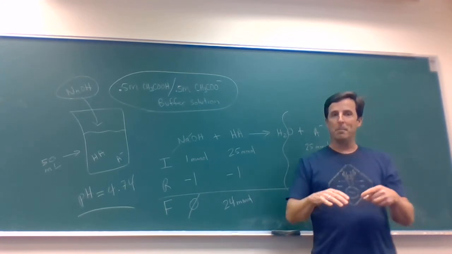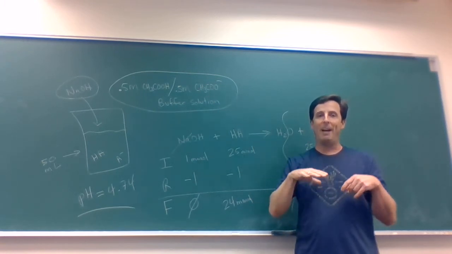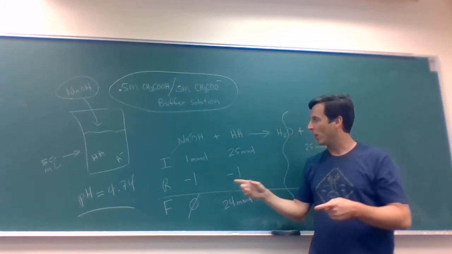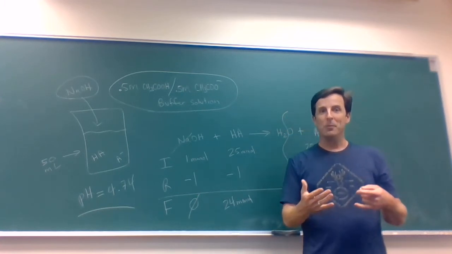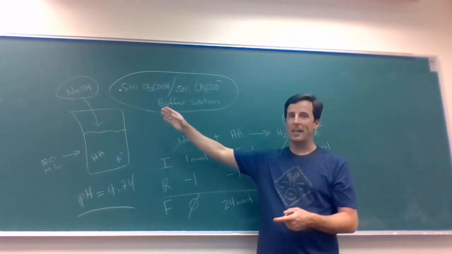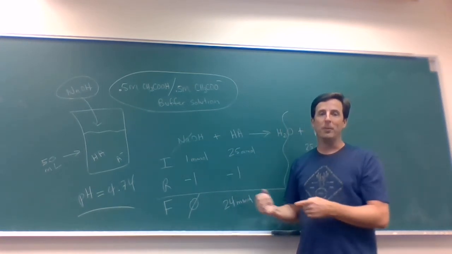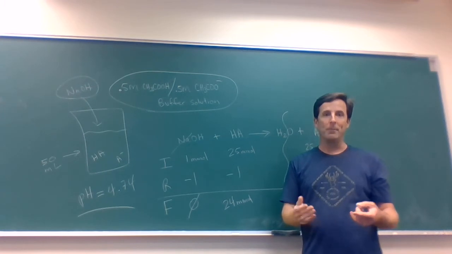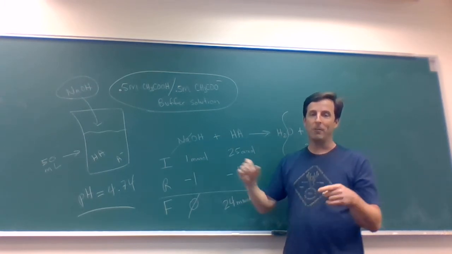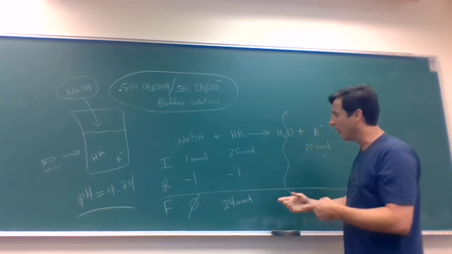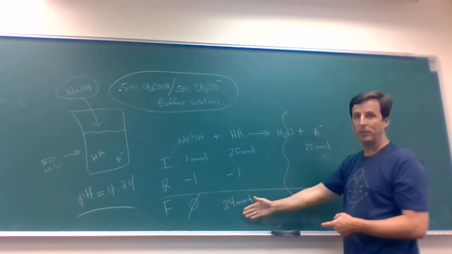But typically the amount of the weak acid and the conjugate base in the buffer have to be larger than whatever you're going to add. That's related to the buffer capacity. If the amount of sodium hydroxide I add is too much for the buffer to handle, then the buffer won't work. Okay, so the amounts in the buffer have to be larger than the amounts that are being added of the foreign substance. So my HA goes from 25, loses 1, becomes 24 millimoles.